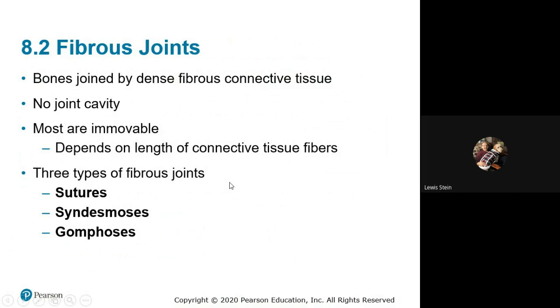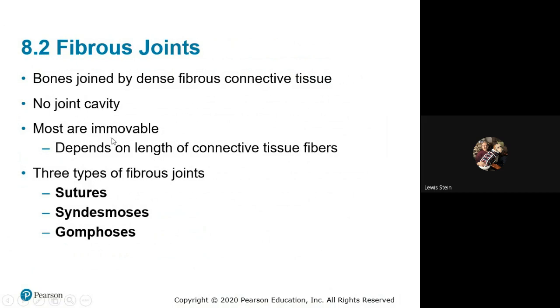So fibrous, we'll start. We'll get the easy part out of the way. They're joined, as you would suspect, by dense fibrous tissue. It goes back to what we talked about in lab: the sutures. The sutures are connected by fibers. As those fibers shorten, they pull the bones together, and effectively they become immobile. So as the bones enlarge and the fibers contract, there is no joint cavity.